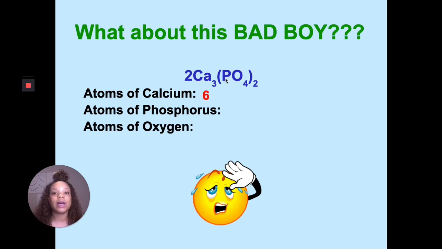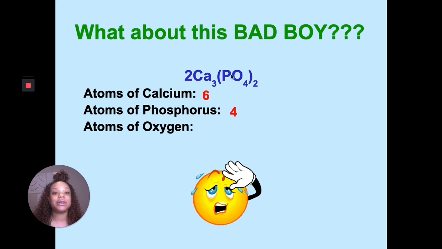Then you want to go to phosphorus. Phosphorus is alone, but it is inside of parentheses. We have an invisible 1 here. So we're going to take that 1 phosphorus, multiply it times 2. That gives us 2. Are we done? No, we are not done. We know we have 2 phosphorus, but now we have to go back to the big number and multiply times the big 2, which is going to give you 4 phosphorus because 2 times 2 equals 4.